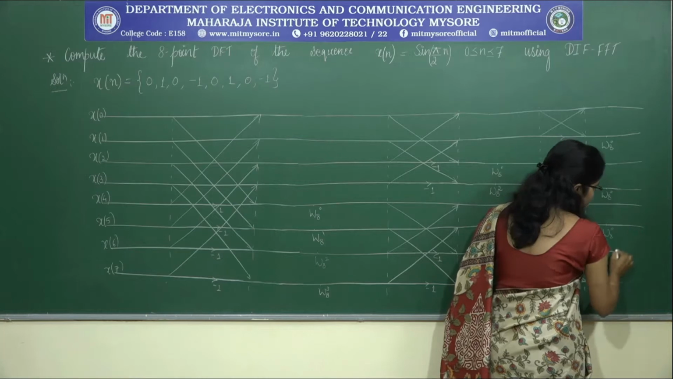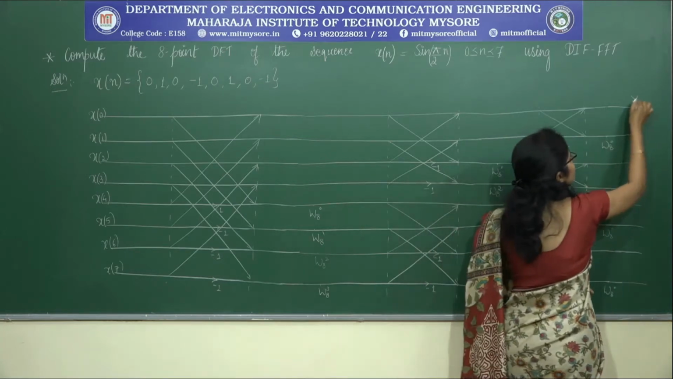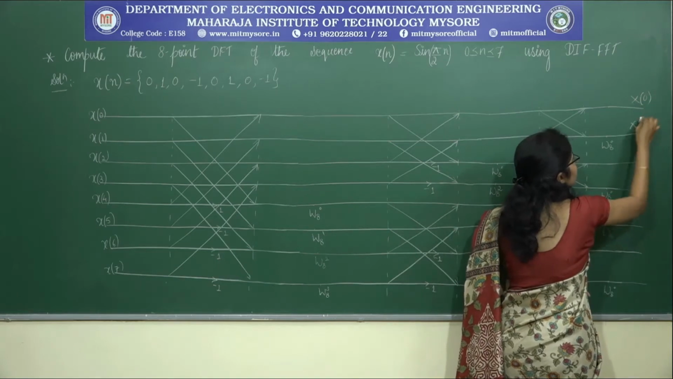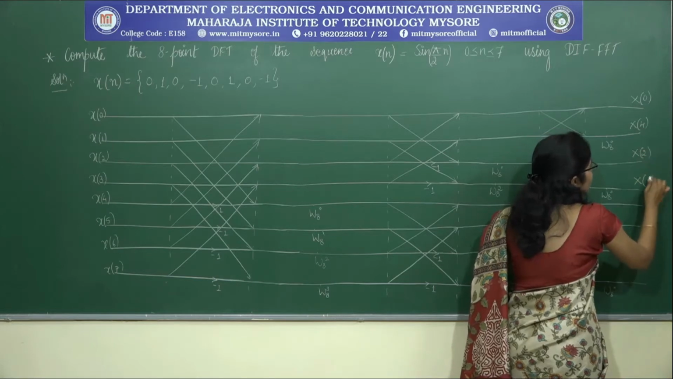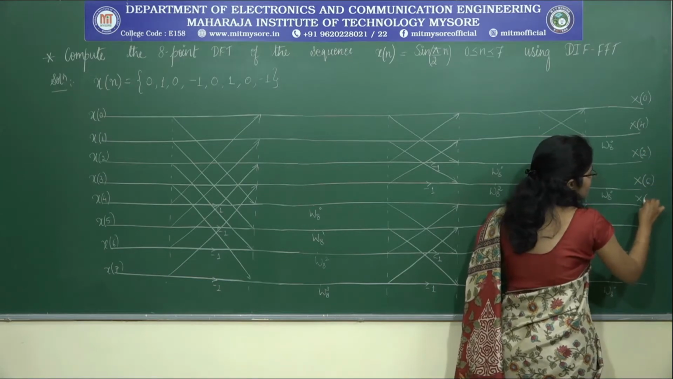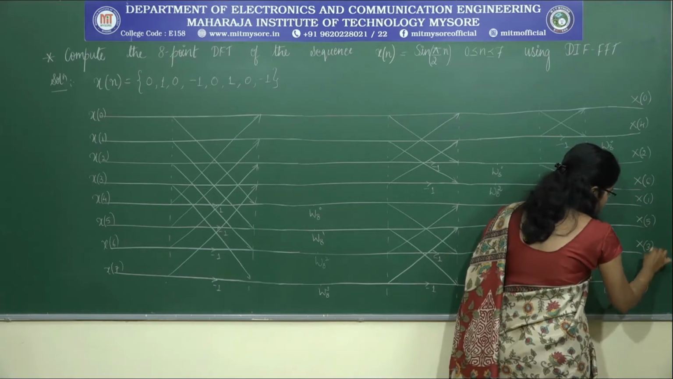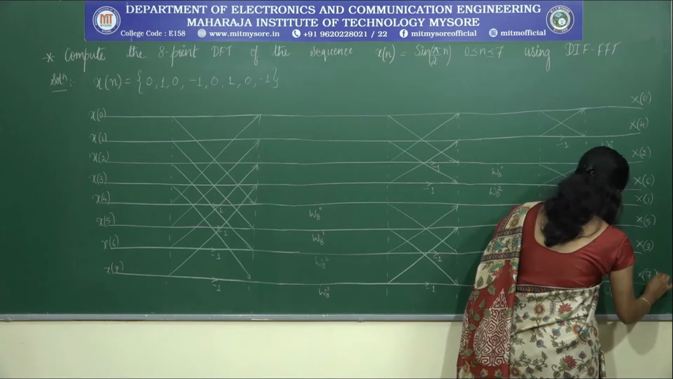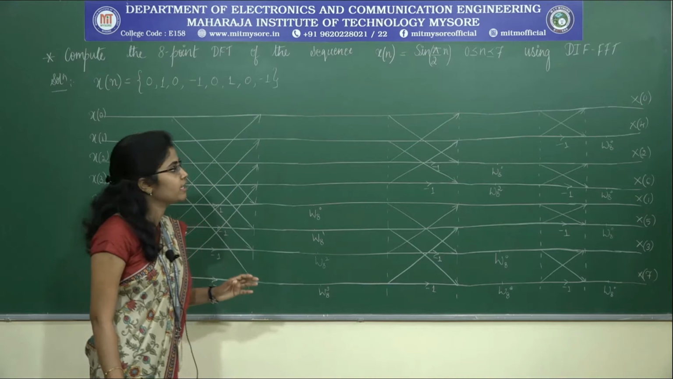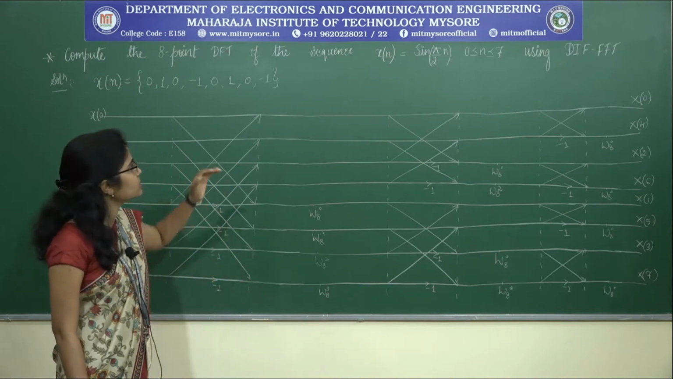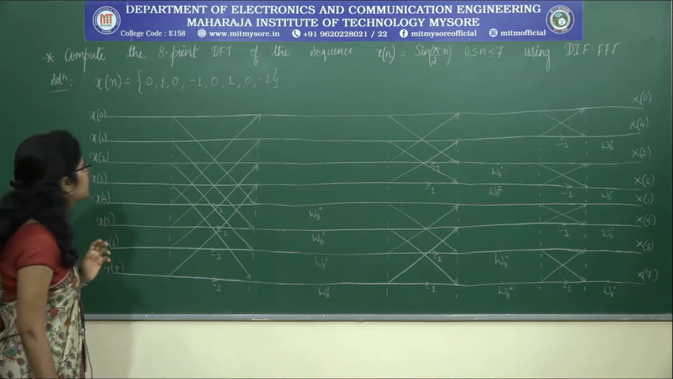We all know the output of DIF FFT algorithm will be in bit reversed order. So, the first value will be x of 0, then x of 4, then x of 2, then x of 6, x of 1, x of 5, x of 3 and x of 7. So now we are completely ready with the butterfly structure of DIF FFT algorithm. Now let us tabulate the sequence and find out the DFT for this particular sequence.